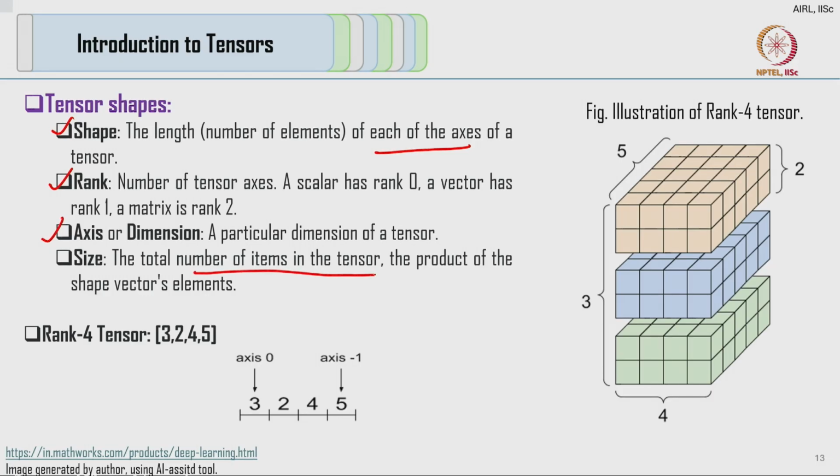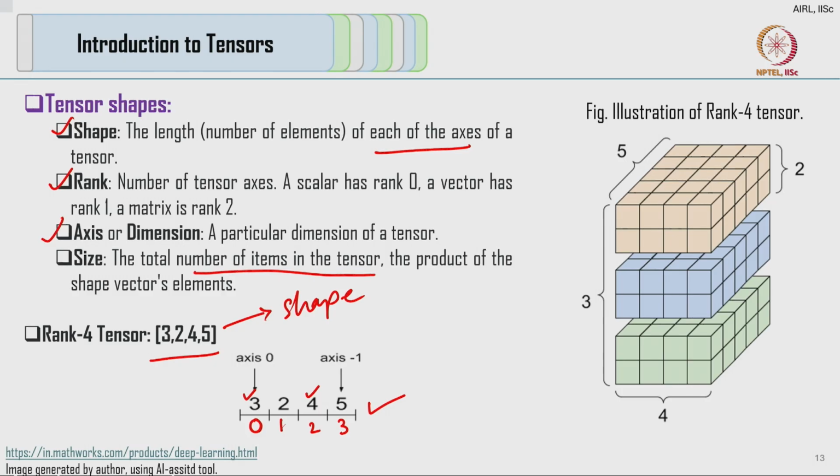Now let us say that we are dealing with a rank 4 tensor. For example, it could have a shape of 3, 2, 4, 5, right. Now when we are dealing with this sort of a tensor, if we have this shape, the first shape essentially starts from axis 0 and it goes on to the other axes. So we can say that axis 0 essentially has 3, axis 1 is 2, axis 2 is 4 and so on, right.